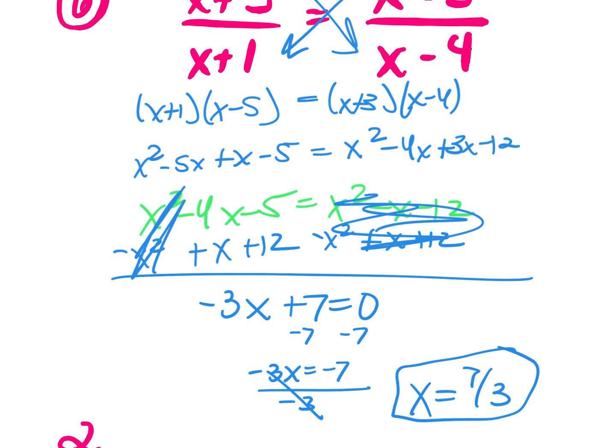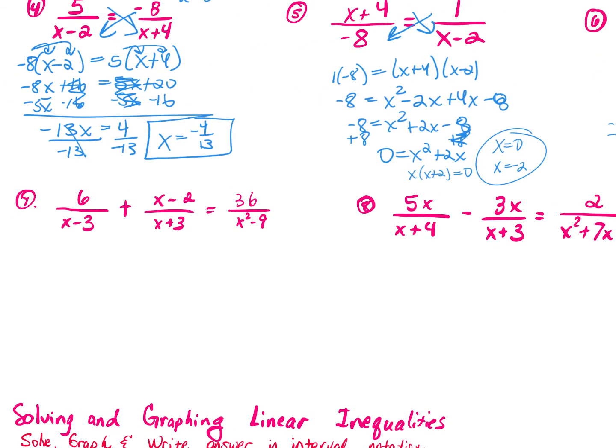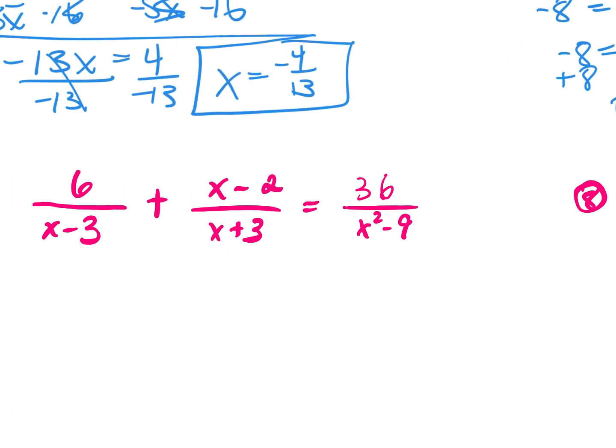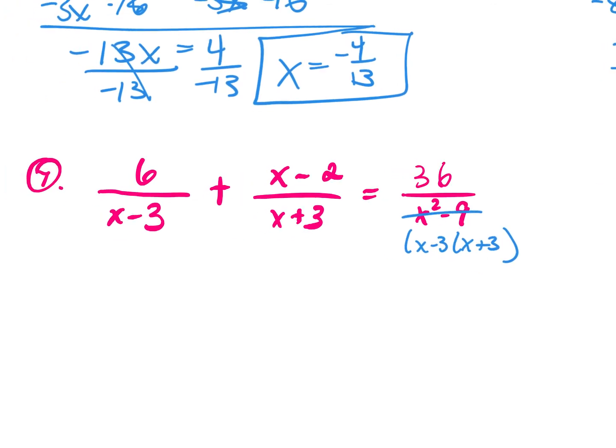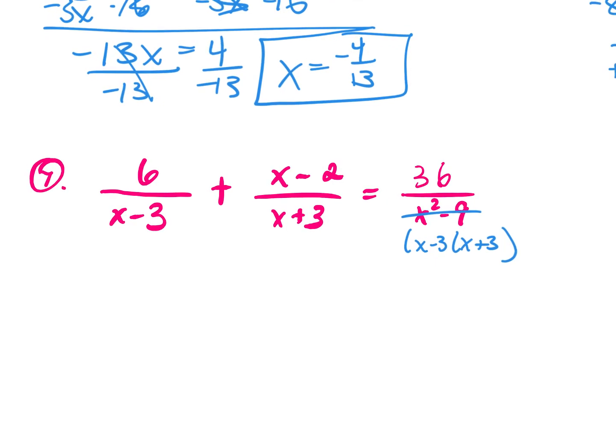Now, coming down here, guys, to our rationals. This is where you have to get a common denominator and make sure that your denominator does not become 0 once you do get your common denominator. So the first thing we're going to do is factor. Over here, I can factor x squared minus 9 into (x + 3)(x - 3). So a common denominator between all three of these fractions is going to be (x - 3)(x + 3).